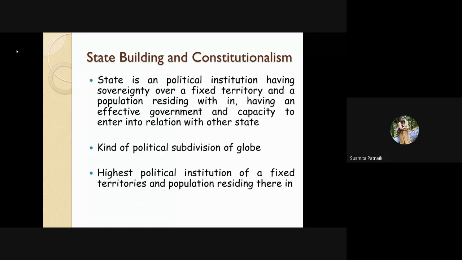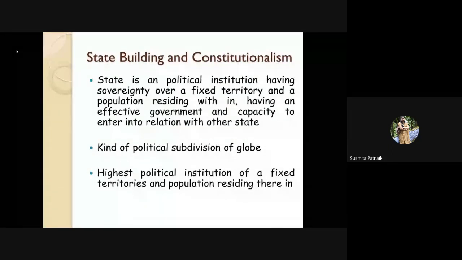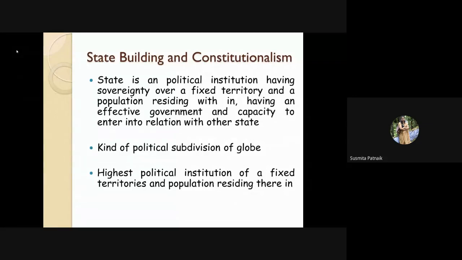The state should have its political system. Second one, it should possess sovereignty. Third one, it has its territory. And fourth one, there should be some population residing within the boundary of the state. And the fifth one, there should be an effective government, and the state should have the capacity to enter into relations.